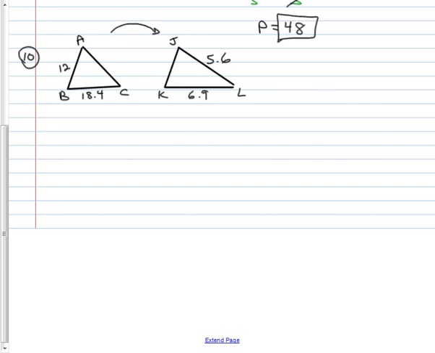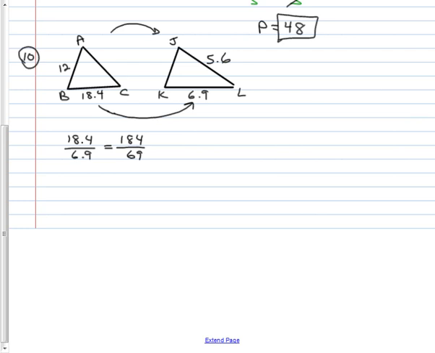So we want the scale factor going this way. Well, all we need to do is find two corresponding parts. And since I drew it out in the same order, here it is. 18.4 corresponds to 6.9. Now we want to reduce this, but we don't want to have decimals there. So an easy way is to rid ourselves of the decimal. I can multiply the top and bottom by 10, 184 over 69. And that gets rid of our decimals.